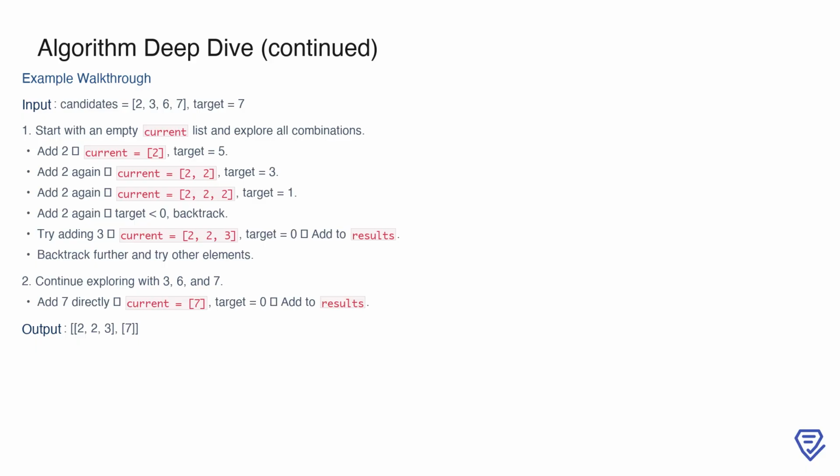Next, we try adding 3 to the combination 2, 2, which achieves the target of 0. This combination, 2, 2, 3, is added to results. After backtracking further, we explore using 3 directly, and then 6, but neither leads to new valid combinations. Finally, we use 7 directly, which matches the target and is added to results. The final output is 2, 2, 3, 7. This demonstrates how the algorithm systematically explores and backtracks to find all unique combinations.